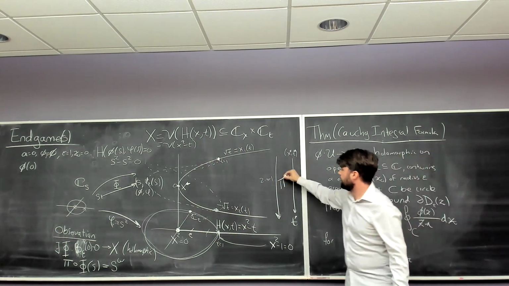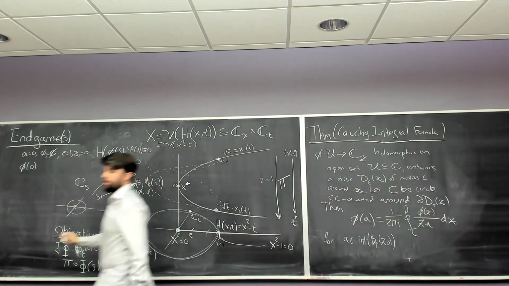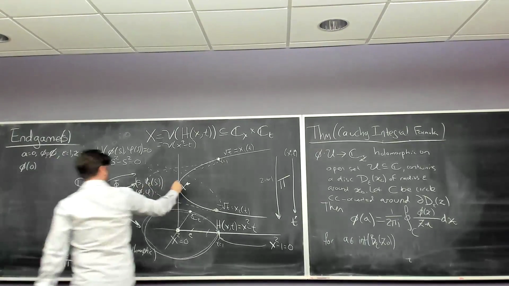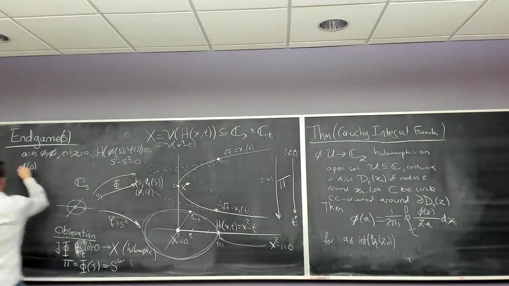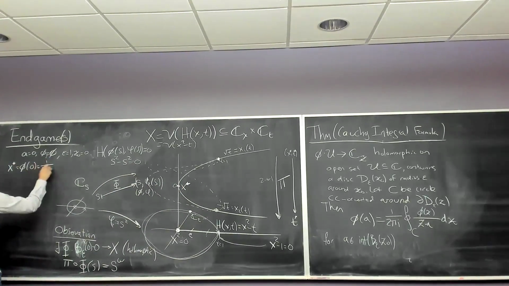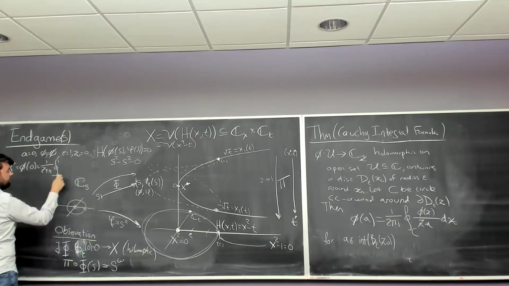This is actually the main character of the whole course. Okay, so that's a great question. We should really love it. All right, so this phi of 0, by the way, is x star. That's what we want. And Cauchy's integral formula says this is 1 over 2 pi i times the integral around the boundary of this unit disk.